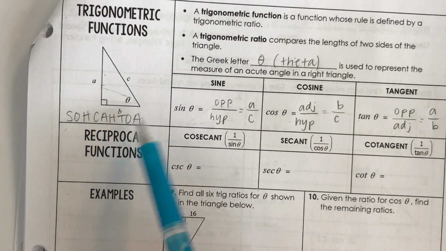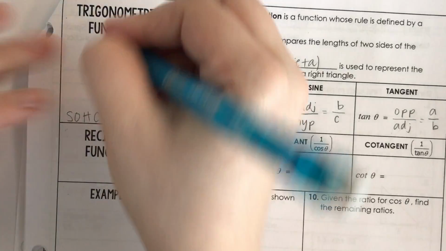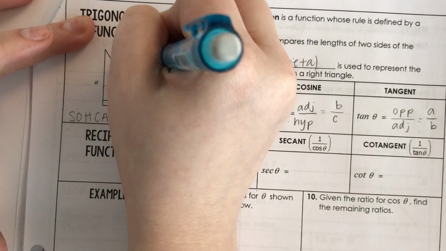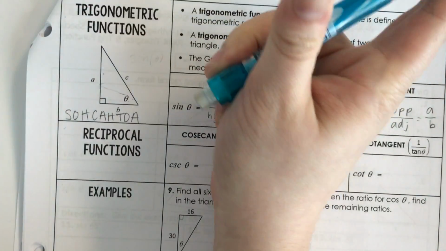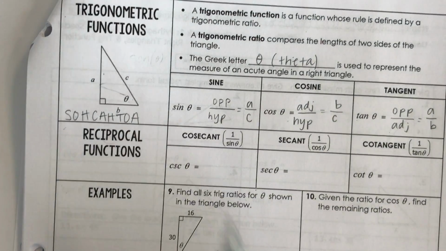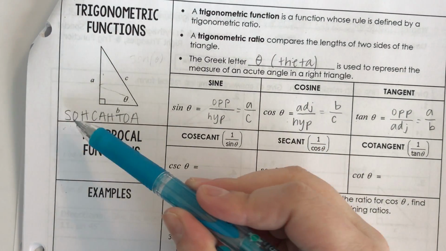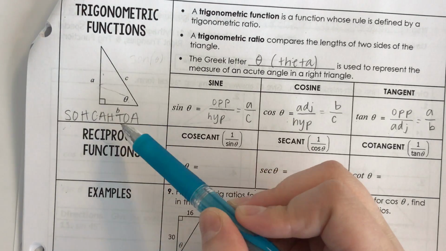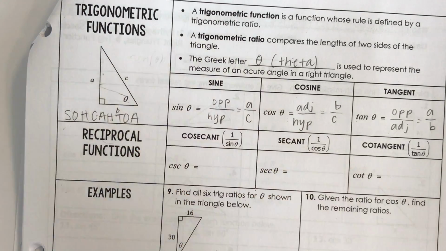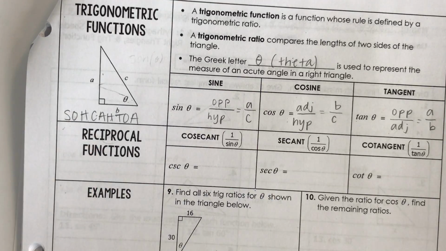So is sine. Do not write SOH of theta. That's not correct. I had people do that last year, and it drove me nuts because it's not correct. Sine is opposite over hypotenuse. Cosine is adjacent over hypotenuse. Tangent is opposite over adjacent. They all stand for something, so that will help you remember what these are.